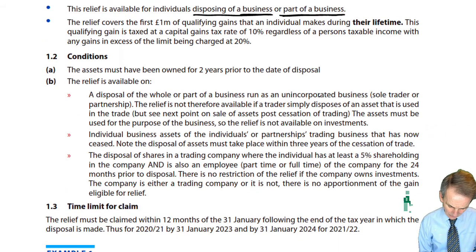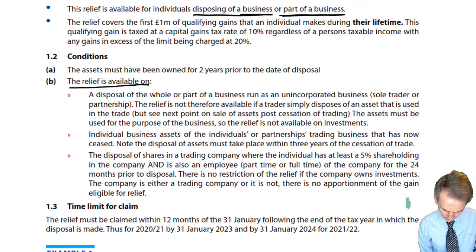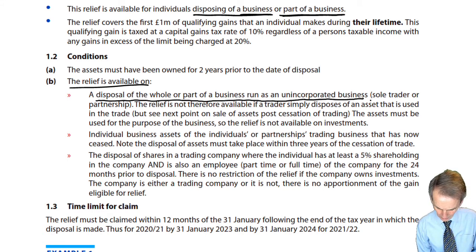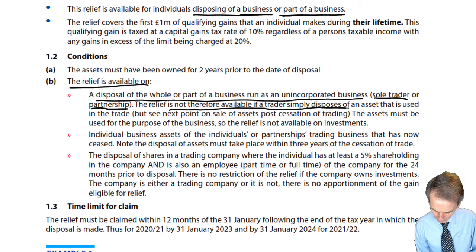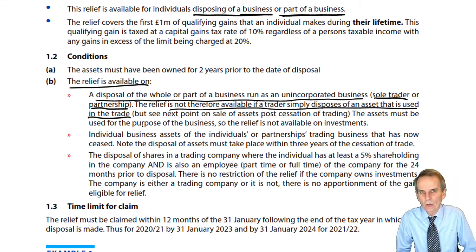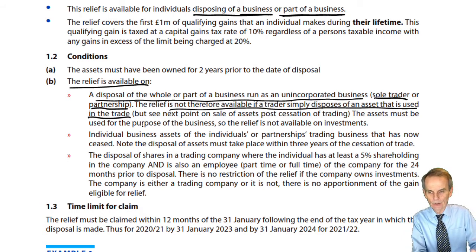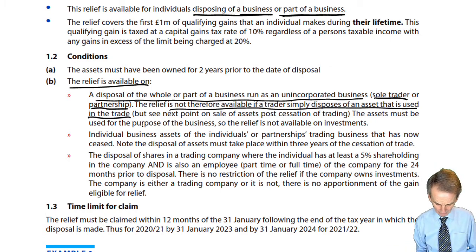So as we've just said, the relief here is available on a disposal of the whole or part of a business run as an unincorporated business, so you're a sole trader or you're a partner in a partnership. The relief, as we've said, is not available if the trader simply disposes of an asset used in the trade, which of course is usually, the business sells the property used in the trade and maybe does or maybe doesn't buy another one. The trade continues. You're selling an asset used in the trade, not the trade, in which case, no, you don't get this relief.